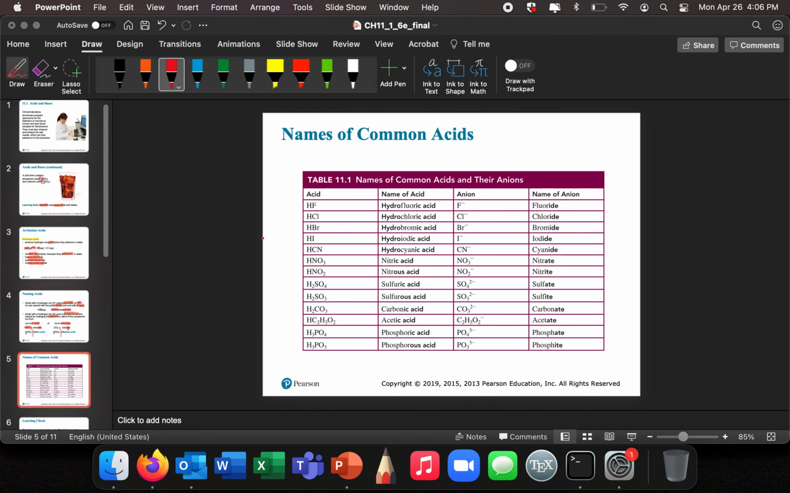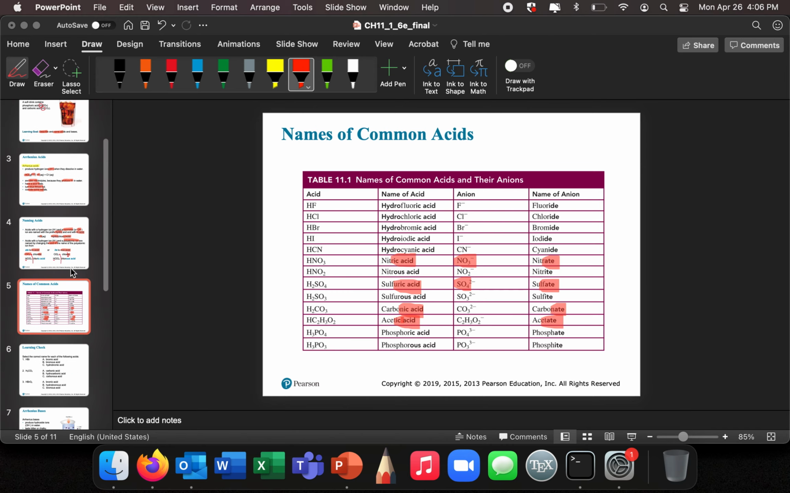All right, so some names of some common acids are found in your textbook, table 11.1. I wouldn't memorize these. I would look down and see. Just look for the trends, right? There's a nitrate, and so it's going to be nitric acid. Sulfate, it's going to be sulfuric acid, right? Here's your carbonate. It's going to be carbonic acid, right? Acetate, it's going to be acetic acid, right? Okay, so go through that table and look at those.